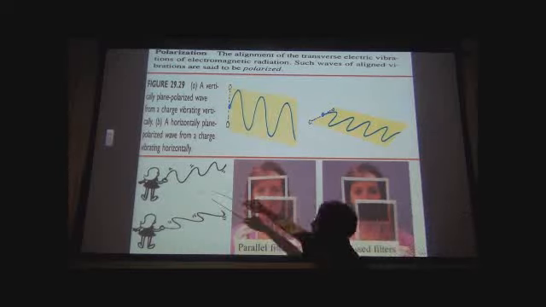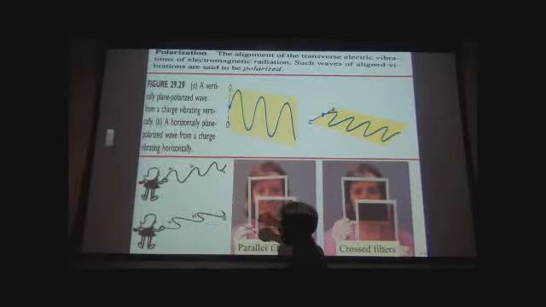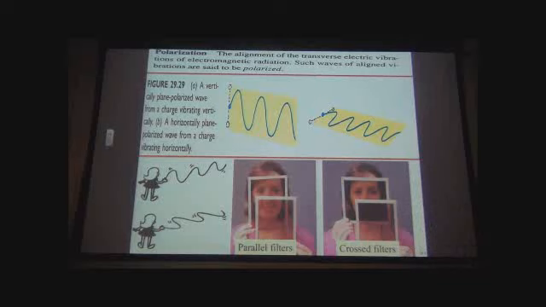So, an illustration of this: here's a woman skipping rope. She oscillates the rope up and down and creates a vertically polarized wave, or she oscillates it from side to side, creating a horizontally polarized wave.